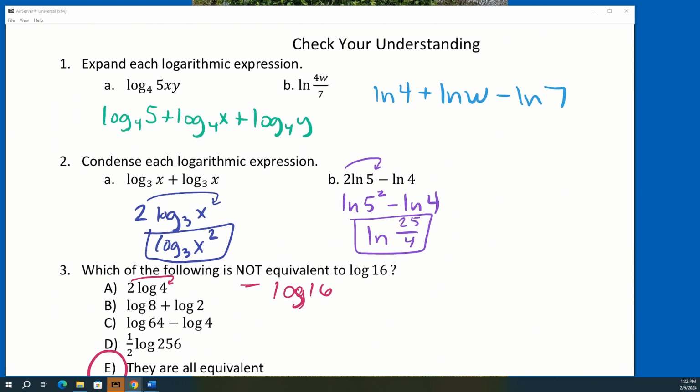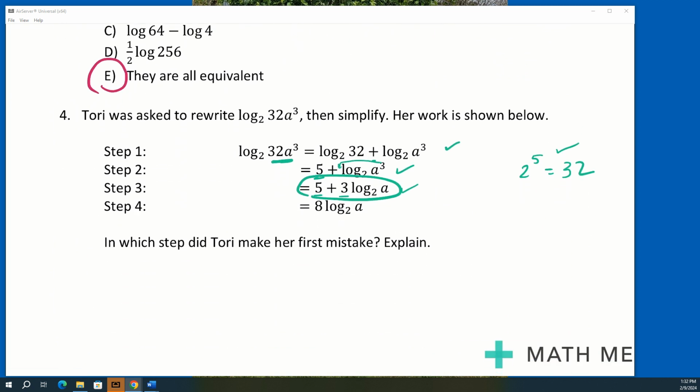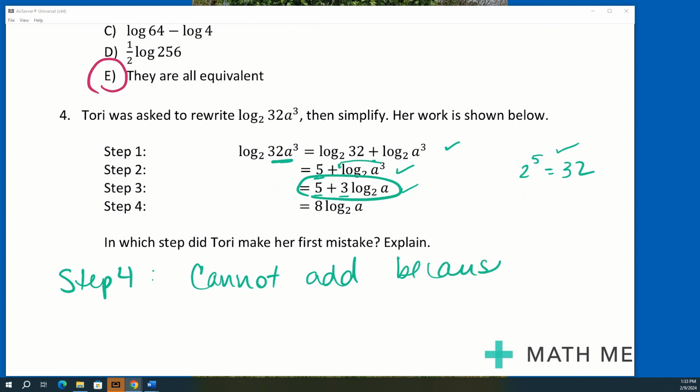So to be able to add, it has to be a situation like we had here where they're like logarithms. They look exactly the same and we could get 2. But to add 5 in a log, that's not possible. So it was step 4. Cannot add because they are not like terms.